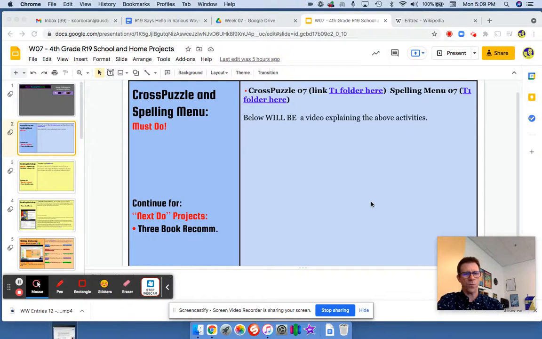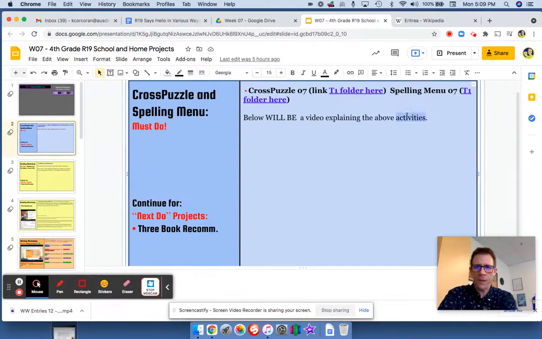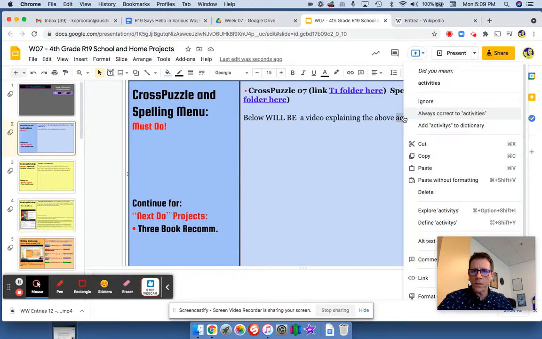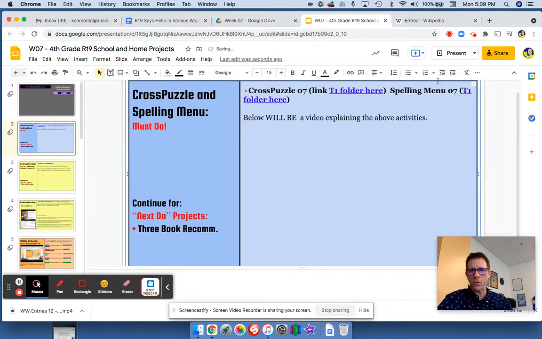Now that's a reference to how when things are misspelled, like here, for example, activitize. Notice when I misspelled something, there's a red wiggly underline. So that's what I want you to do for these. Remember, two finger, and usually it knows how to correct you.